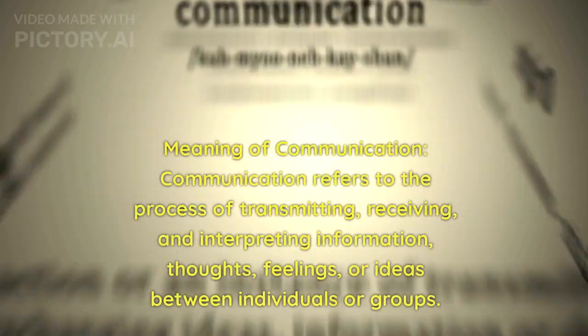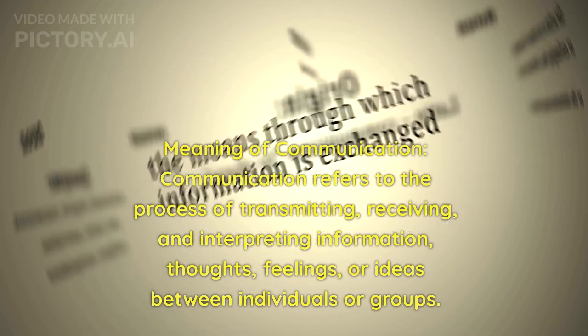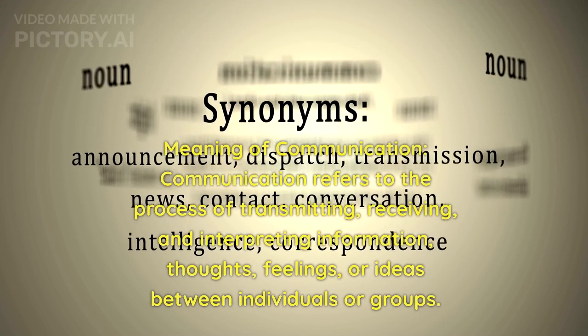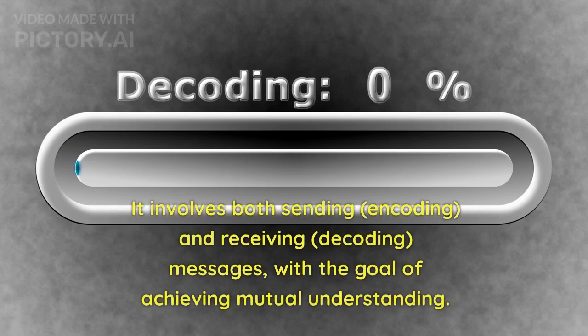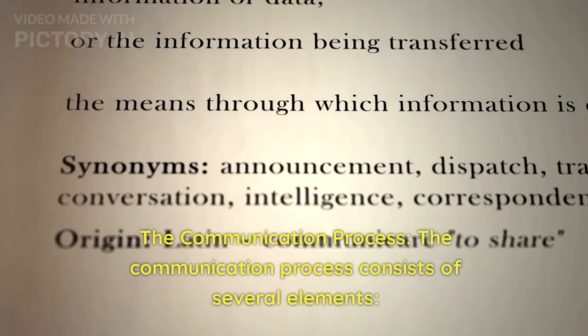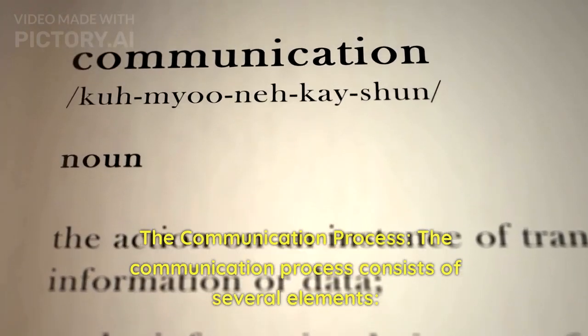Meaning of communication. Communication refers to the process of transmitting, receiving, and interpreting information, thoughts, feelings, or ideas between individuals or groups. It involves both sending, encoding, and receiving, decoding, messages, with the goal of achieving mutual understanding. The communication process. The communication process consists of several elements.